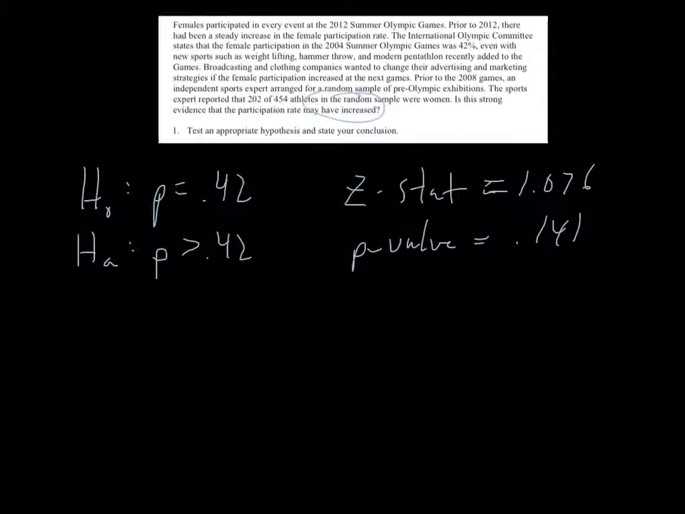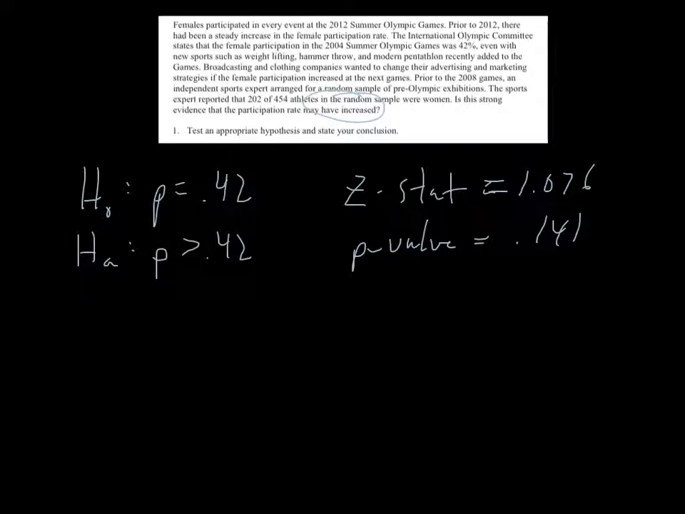After reading this on your own, what we're looking to decide is, is there evidence to support the fact that participation rate by females has increased? Our null hypothesis is going to be that no, it hasn't increased. And so our null is that the proportion of female participation is 42%. And increase then, as our alternative, is that p is greater than 0.42.